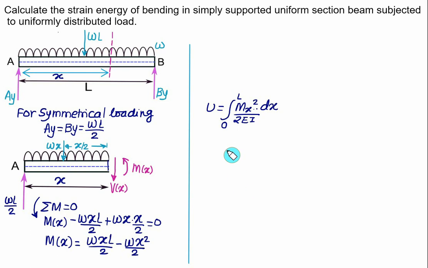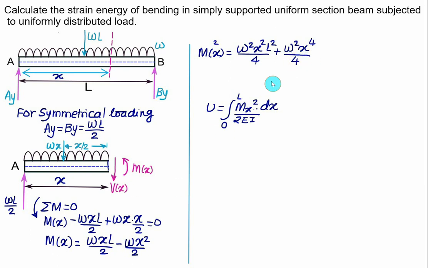The strain energy is given as integral 0 to L of mx square dx upon 2 times EI. So we'll find the square of the bending moment. This is (A minus B) whole square. So mx square will be equal to A square. A square is W square into x square into L square divided by 4. The second term is B square. B square will be W square x square and again square, x to the power 4, divided by 2 square, that is 4.